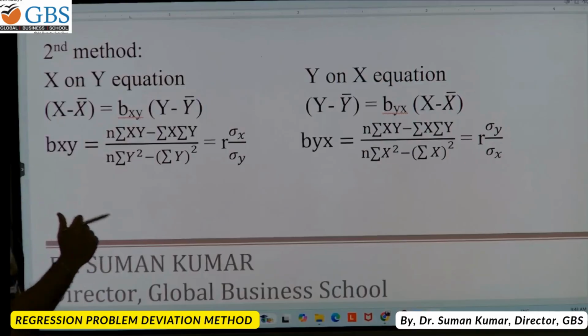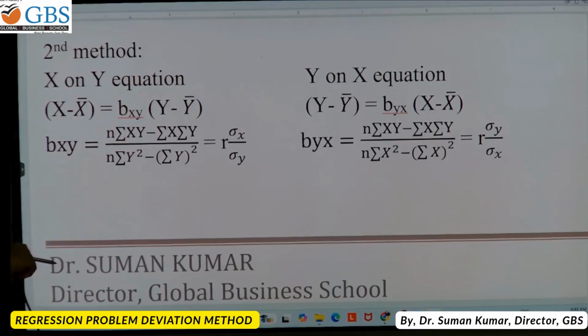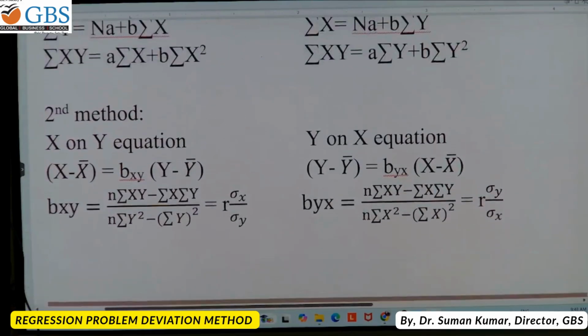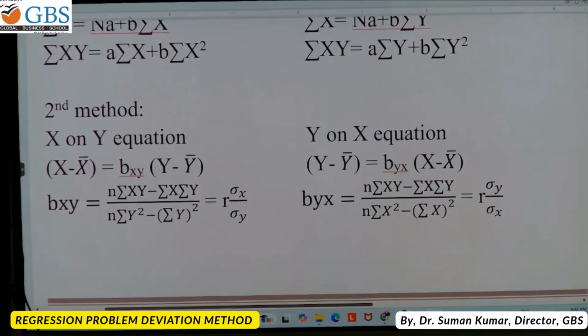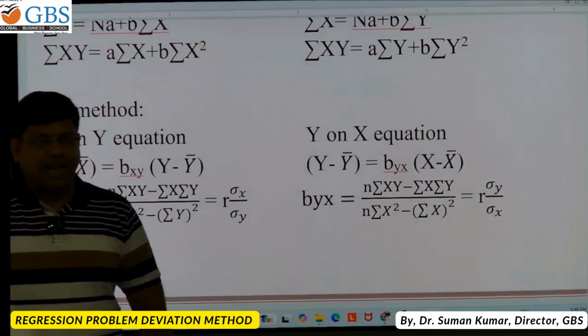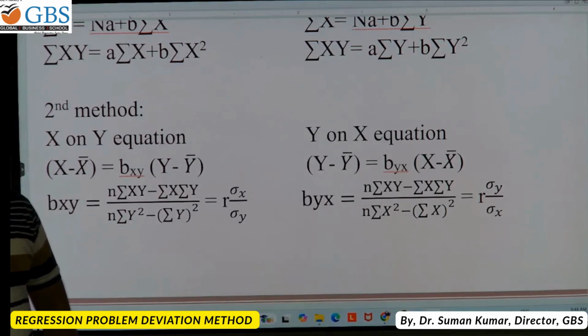Sir, how to find out R? I think I did not give the correlation. I'll write it down. R is equal to plus or minus square root of bxy into byx.